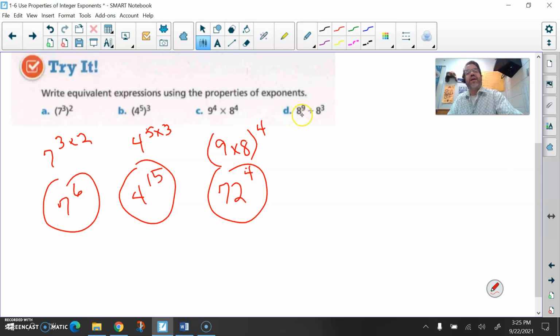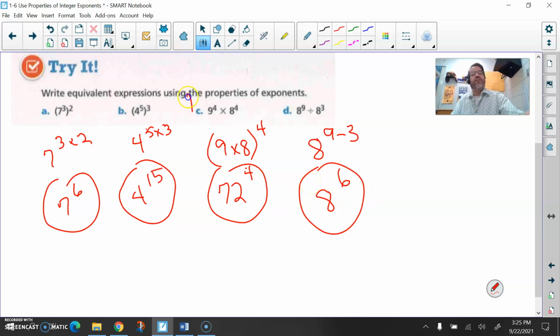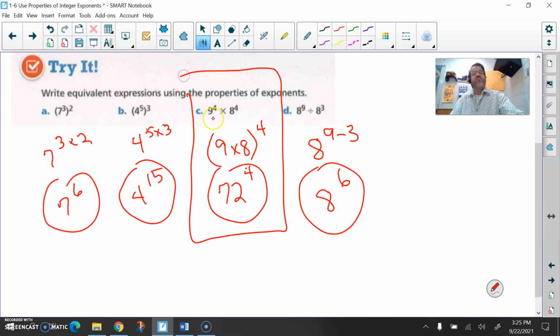And then this last one, 8 to the 9th divided by 8 to the 3rd. This time our bases are the same. It's an 8 in both cases. So you can just subtract the exponents. It'll be 8 to the power of 9 minus 3, which is 8 to the 6th. So one new thing that I showed you on this page is what to do when your bases are not the same. Since they're both raised to the 4th power, just take 9 times 8, and then that value will be raised to that 4th power. Okay?